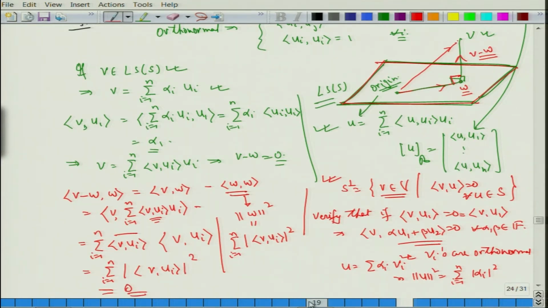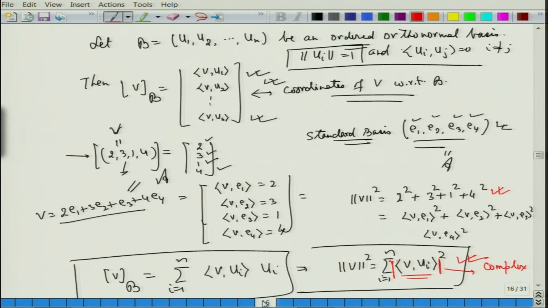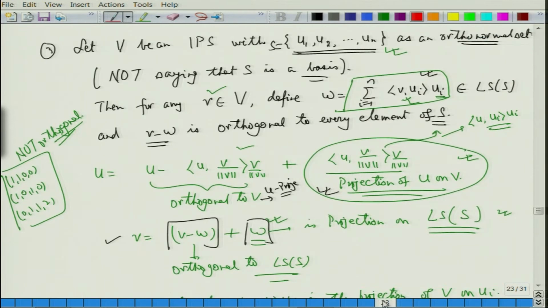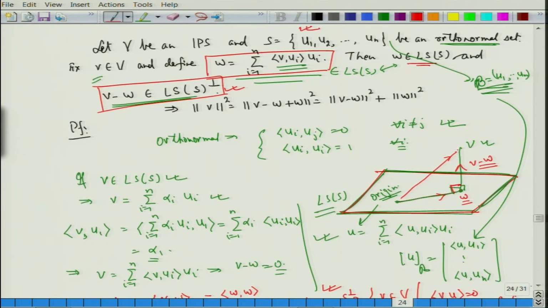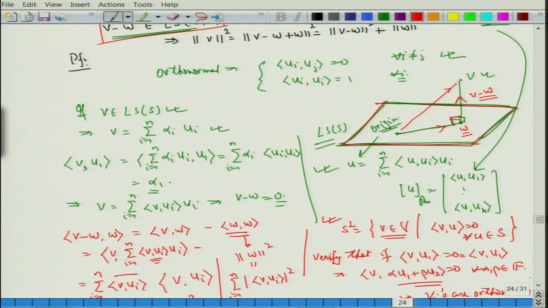So, let me go to maybe the previous slide where I had done this. I think we had done this. So, look at here, we had shown that norm of V square is the summation of the absolute value of V comma Ui whole square. So, we had already proved it for any element. So, I am just using that idea and nothing else. Fine. So we have shown that V minus W is perpendicular.